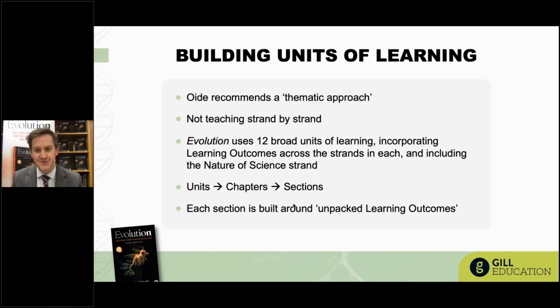Now, I think it's really important to note that, as a teacher myself, and as somebody who went through this in particular with ag science, I knew this was what the NCCA would have liked us to do. So when we set about writing Evolution, we straight away set up a structure whereby we would divide the book not by the strands, but according to the themes. So we have created 12 broad thematic units of learning, incorporating learning outcomes from across the strands, and then of course including the nature of science strand as well.